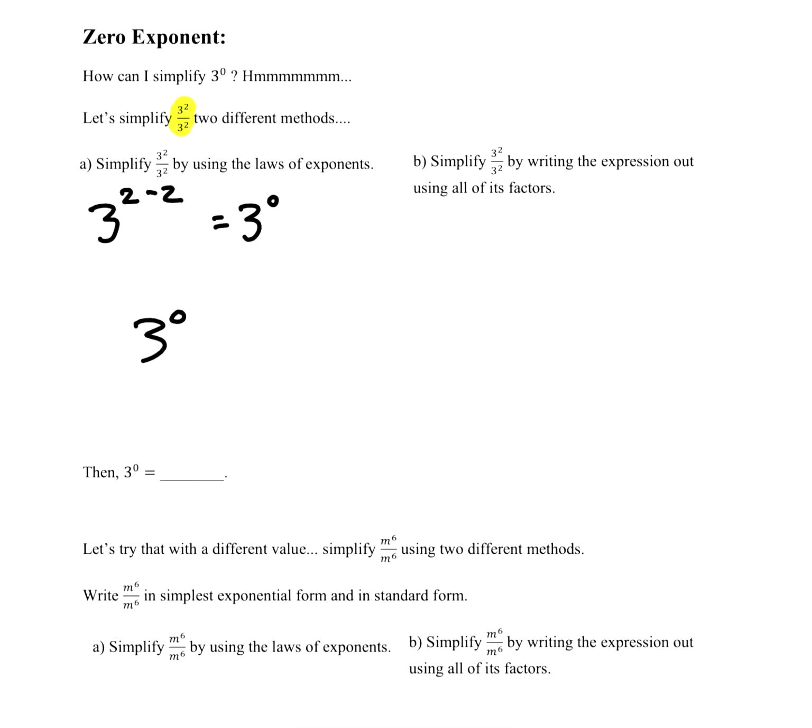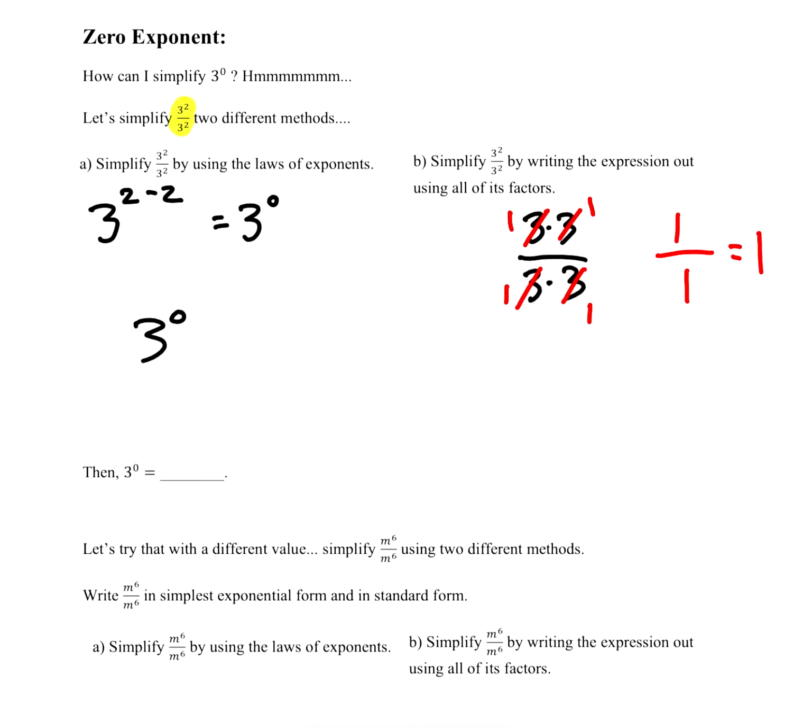So 3 to the second would be 3 times 3. Same thing in the denominator, 3 times 3. Now we can cancel a 3 in the numerator with a 3 in the denominator. That becomes 1 and 1. We can do the same thing. That becomes 1 and 1. So on the top we really get 1 times 1, which is 1. And on the bottom we get 1 times 1, which is 1. So our answer is 1.